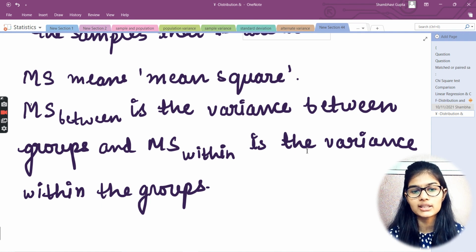Now what are we left with? We'll be studying how we do the calculation for the sum of squares and the mean square. That we will go ahead with in the next video.